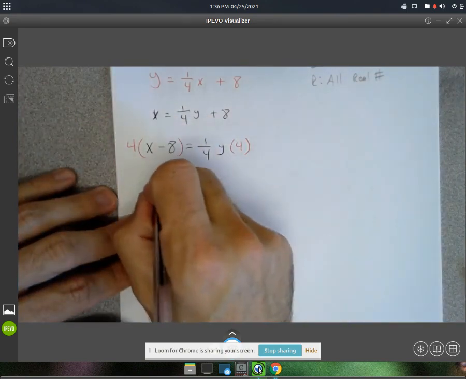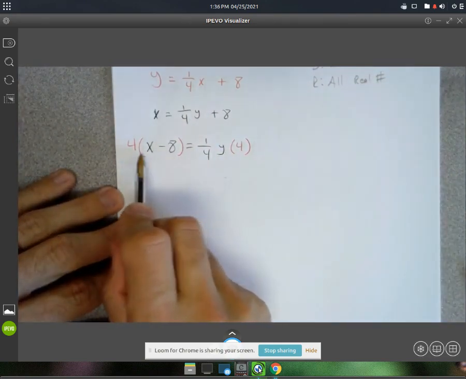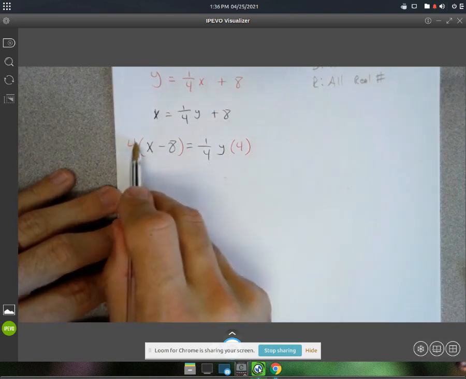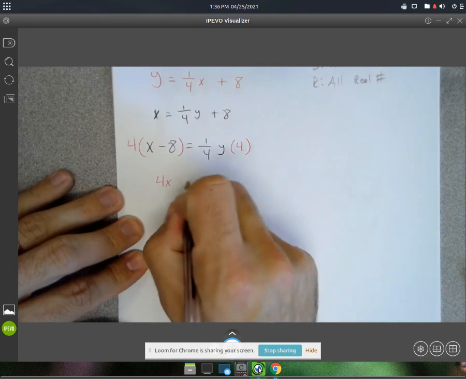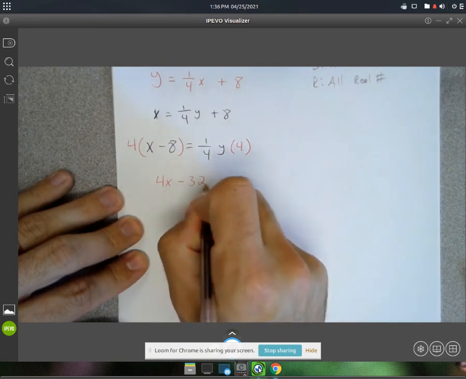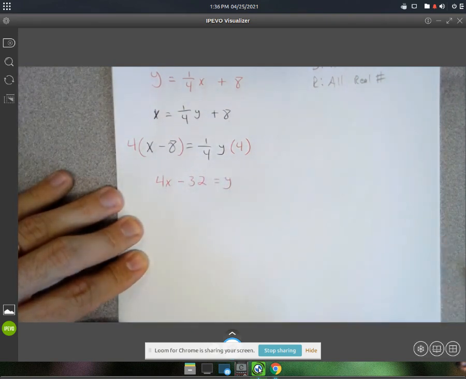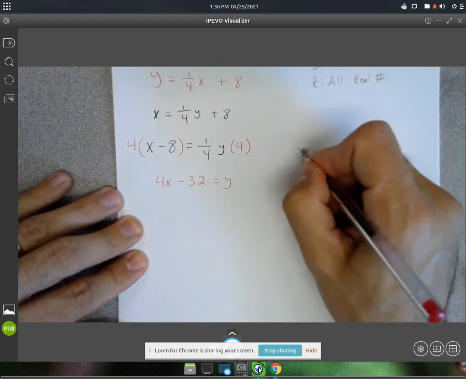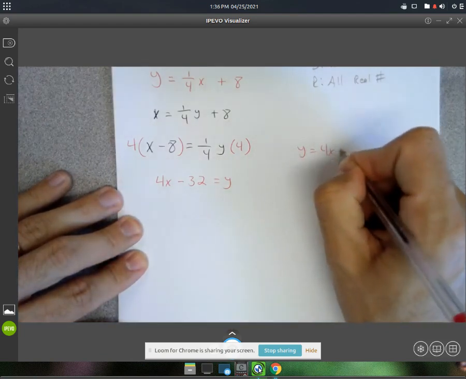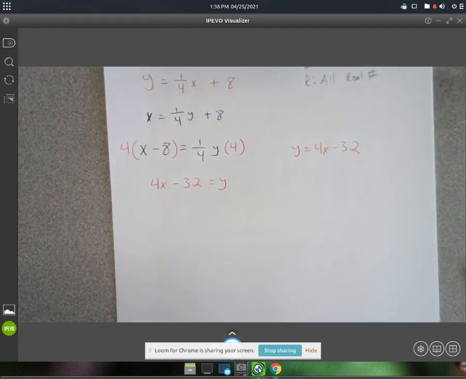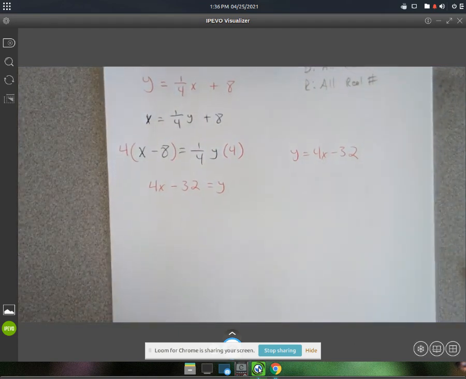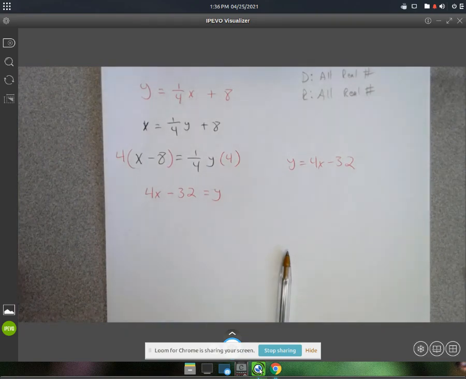All right, I could say this is my answer, but I think we should go ahead and distribute that 4 in. So it's going to be 4x minus 32 is equal to y. Or you could say y is equal to 4x minus 32. All right, let's check it real quick. Well, actually, let's just graph them. We'll graph it real quick.